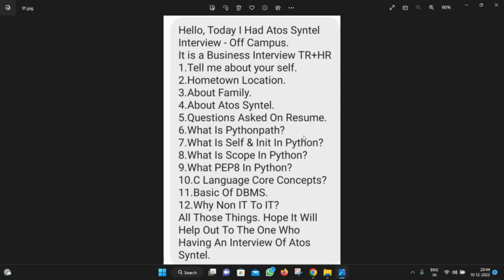database management system, then why non-IT to IT. This is a candidate from a non-IT stream like civil or mechanical who wants to go into IT. Then they will ask questions about why, and all those things. Hope it will help one of you who are interviewing at Atos Syntel.